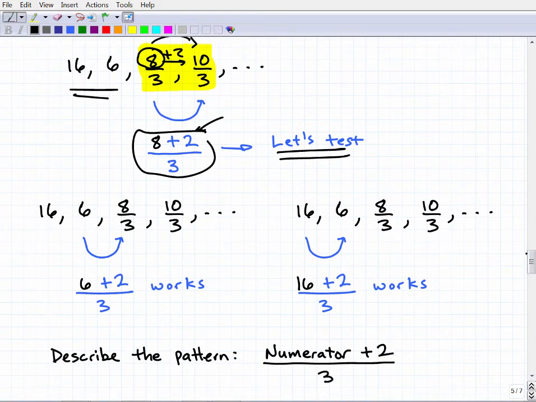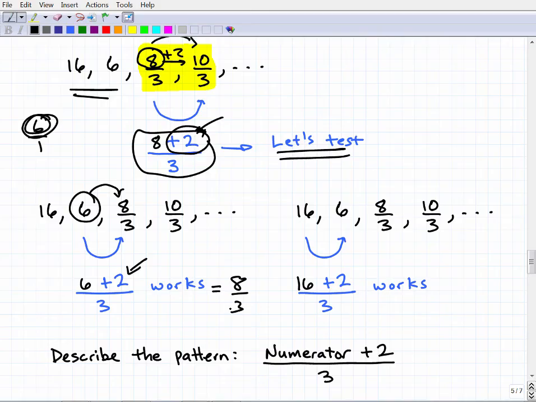From 6, if I follow this rule, would it work? Can I go from 6 and land on 8/3? So let's take 6. Now 6 is also 6 over 1, so we're talking about the numerator here. I'm going to take that 6, add 2, just like I did here, and then divide that by 3. 6 plus 2 is 8, and 8 divided by 3 is 8/3. Pretty cool, right? So it worked. But let's really make sure that this is the correct rule for this sequence.